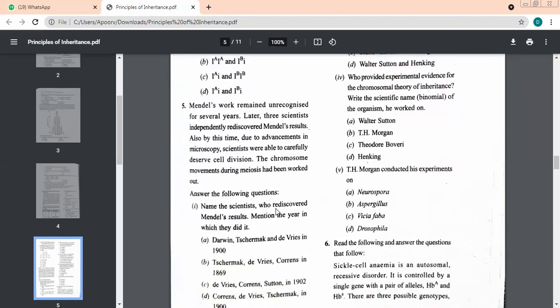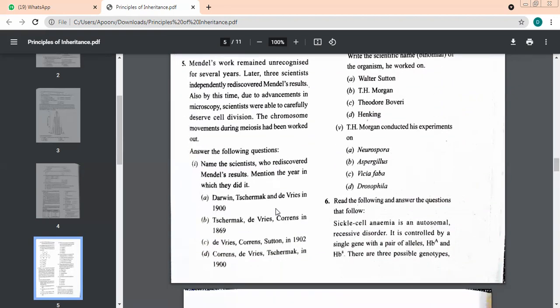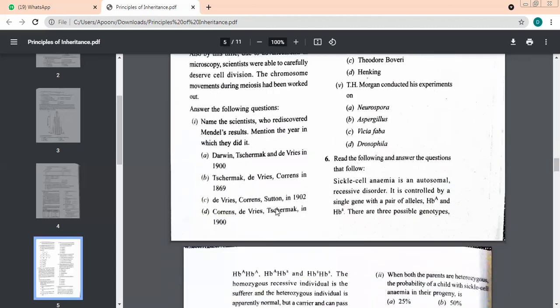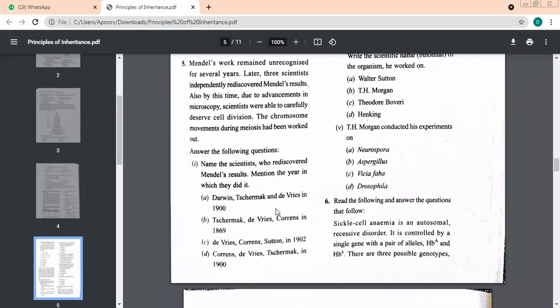Mendel's work remained unrecognized for several years. Later, there were 3 scientists who independently discovered them. So let's read this. Read the left side, Peter.